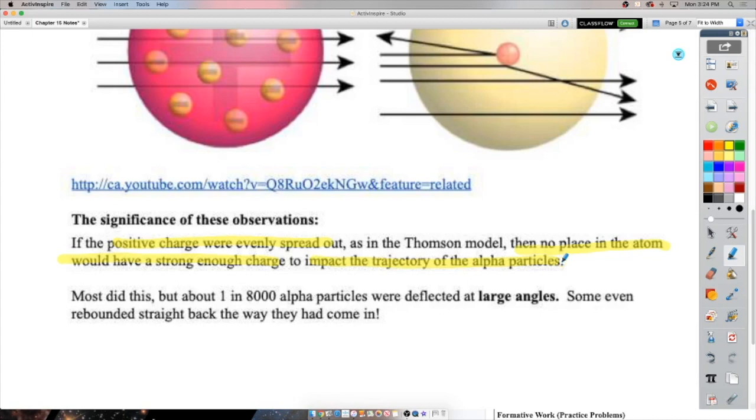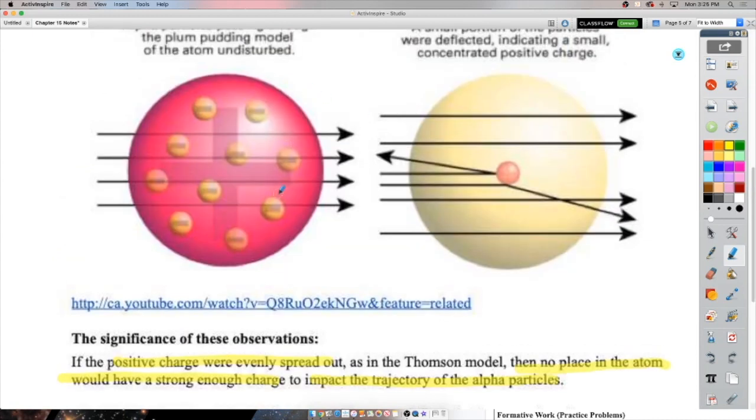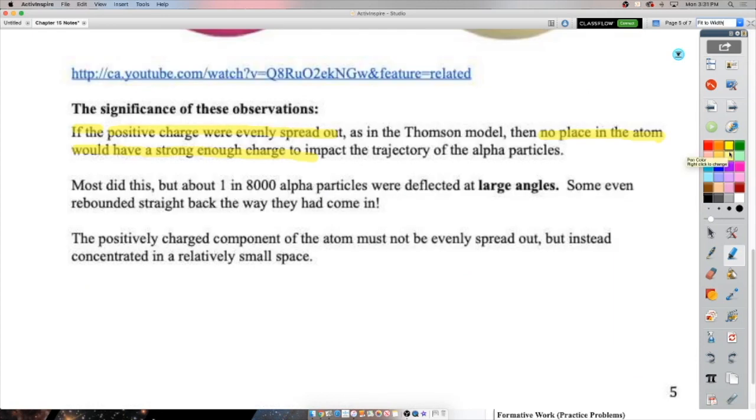And so since some were being deflected significantly and even rebounding, this spread out positive charge can't be what's really happening. Most of them are going through, but some are encountering something that's positive enough to actually deflect or rebound. Then this positive charge must not be spread out so that it's kind of weak everywhere, but instead concentrated in a small space where, yes, overall, the positive component of the atom's charge is the same. It's just enough to cancel out the negative, but it's not spread out thinly. It's actually very concentrated in one spot. So this relatively small concentration of positive charge is what we would go on to call the nucleus.